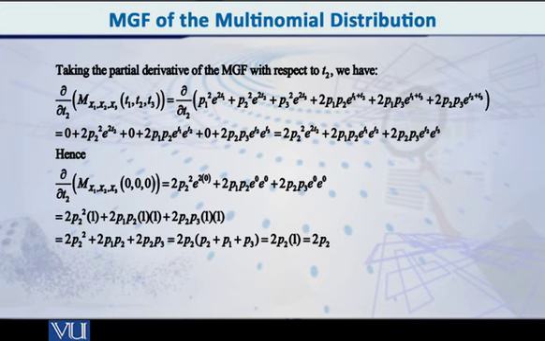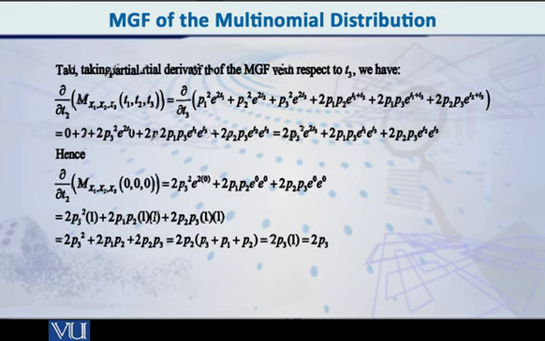In exactly the same way, I have presented on the screen the derivation of the second one. That comes out to be 2p2, and for the third one, when we are taking the partial derivative with respect to t3, the final answer comes out to be 2p3. So I told you that when we put 0 after taking the derivative, that gives you the mean. So in the first case, that is the expected value of x1, 2p1. Second one, expected value of x2, 2p2. And third one, expected value of x3, 2p3.